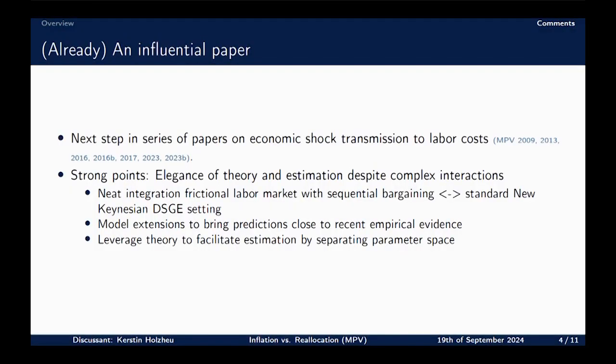So first of all, this paper builds on very strong foundations. It's the next step in a series of papers on economic shock transmission to labor costs. And Fabien has already said that this is his longstanding co-author. You see here the series of papers that have built up to this paper. It's a very strong point to make this connection between the sequential auction mechanism and inflation, or labor costs more generally.